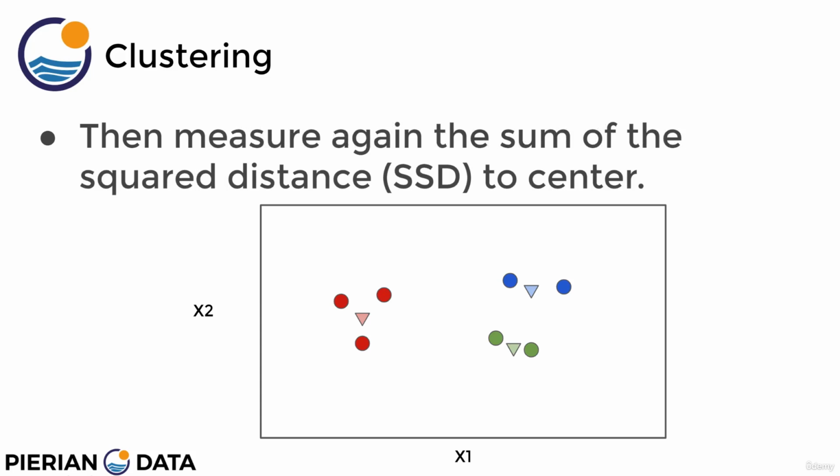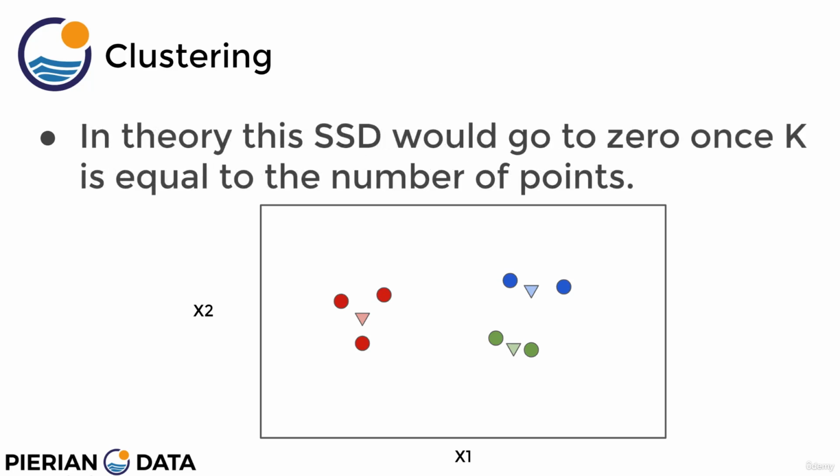Now what happens? Well, again, we're going to measure that sum of the squared distance, or SSD, to the center for each of those points. And notice, pretty much by default, it should always be going down as you go to higher and higher k values. Because as you go to k equal to the number of points, SSD would go to 0.